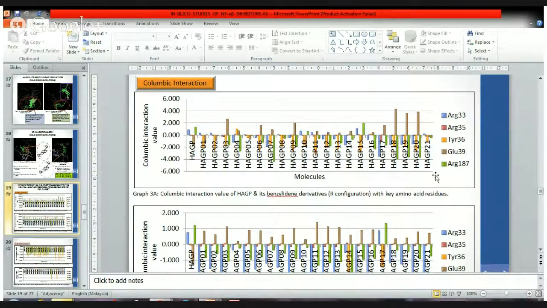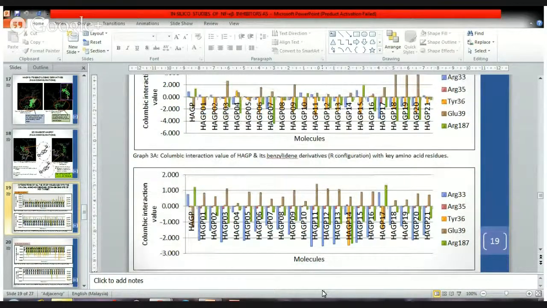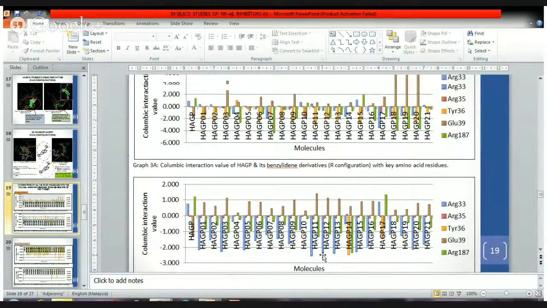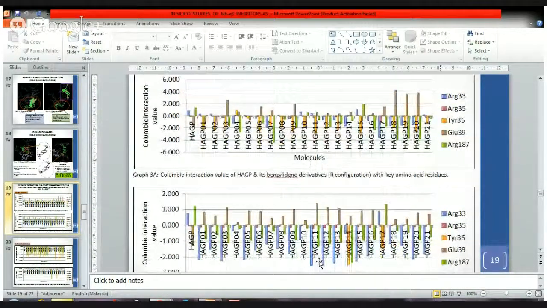And for the S configuration, what we can notice is that HAGP11 and 12 are known to form a significant coulombic interaction with arginine 33, while HAGP03, HAGP11 and 12 are known to form a moderate coulombic interaction with arginine 187. And the weakest coulombic interaction can be seen in HAGP11 with glutamic acid 39.